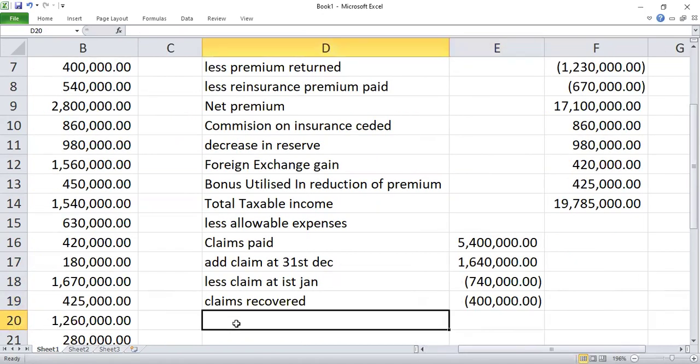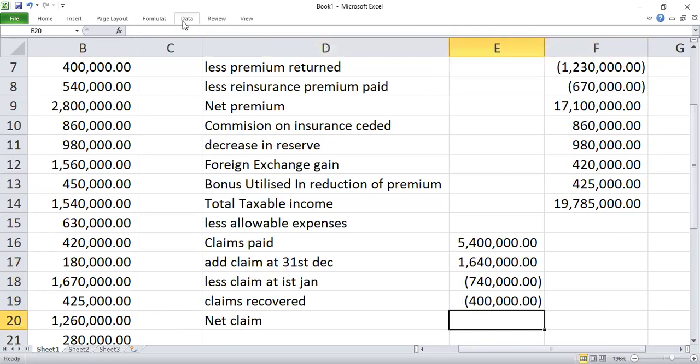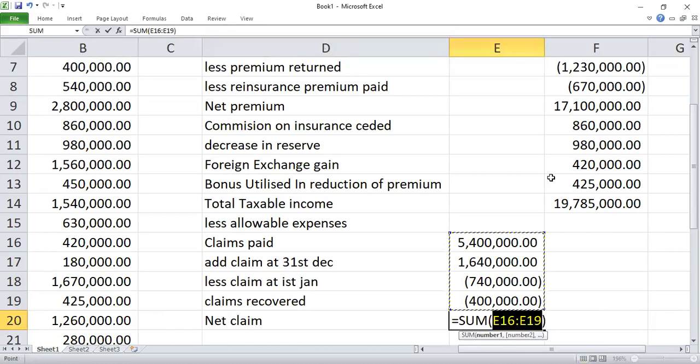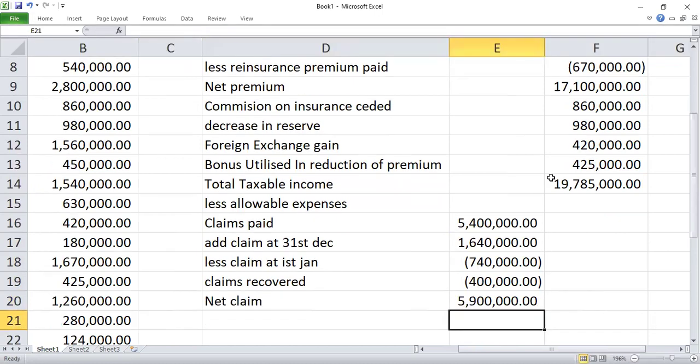Now we need to get the net claim. We go to home, then we select auto sum, then we just enter. That is our net claim, which is 5,900,000.